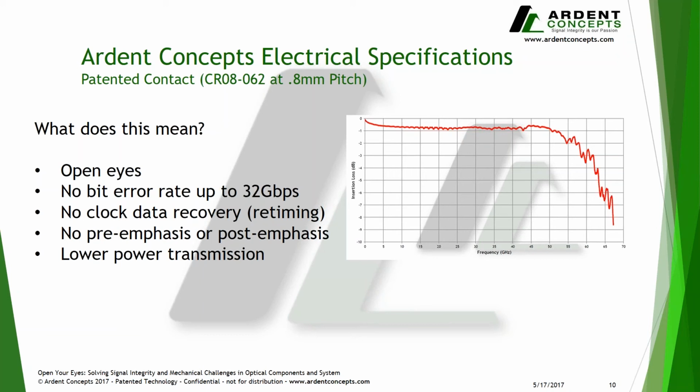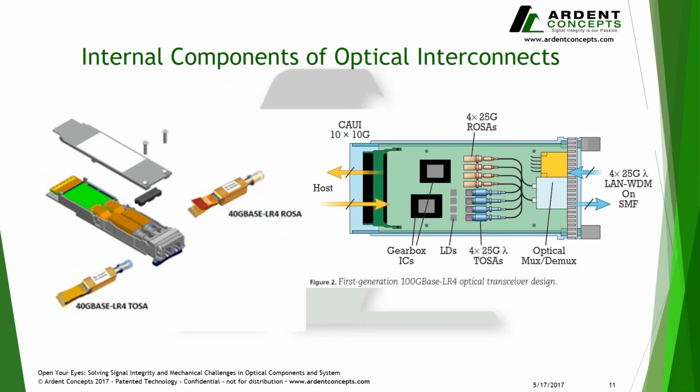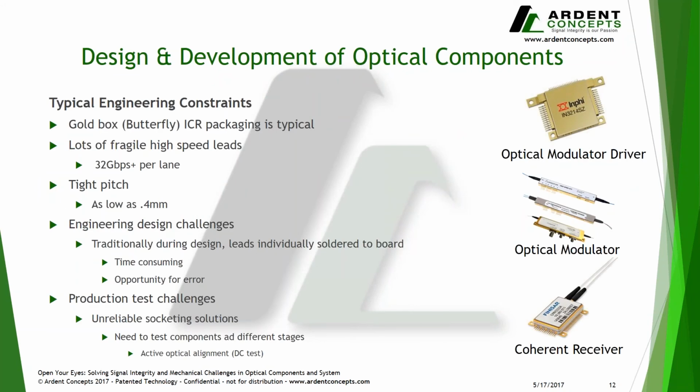So looking back at some of the interconnect form factors we talked about before, we want to now take a moment to talk about how Ardent provides solutions to test these devices. On the right, we have some examples of the components that might be found in a typical CFP2 module: the optical modulator driver, the optical modulator itself, and the coherent receiver. Now, typically, there are some tough engineering constraints, both mechanically and electrically, when trying to design and develop these products. Some of the engineering constraints are shown on the left.